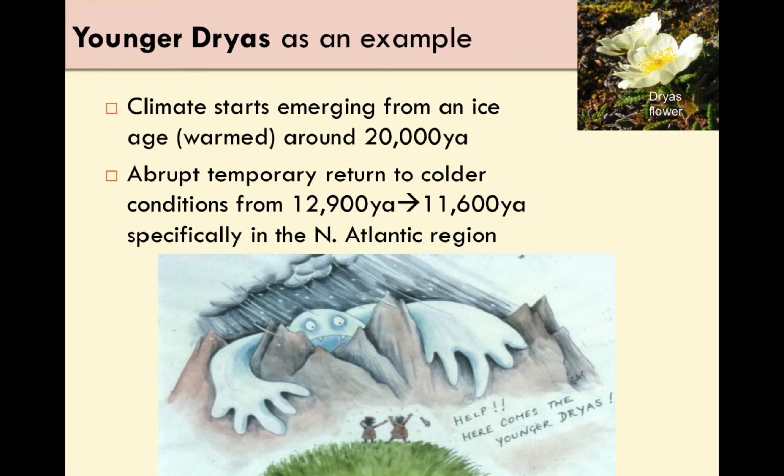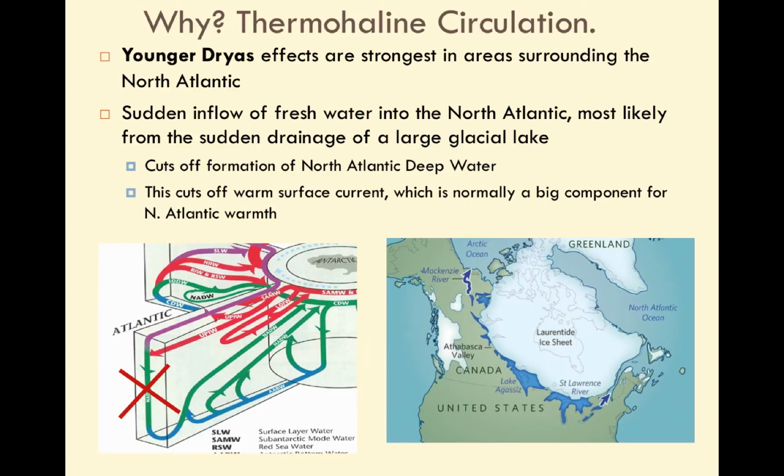So the question is, well, what happened? Why did we all of a sudden abruptly return to colder conditions when Milankovitch cycles would have said that we should have been warming? So what happened exactly? Well, the thermohaline circulation appeared to slow down at this point. And what we think the reason was, there's a sudden inflow of fresh water into the North Atlantic, most likely due to a sudden drainage of a large glacial lake over here in the St. Lawrence River, coming out into the region where typically you're forming your bottom waters.